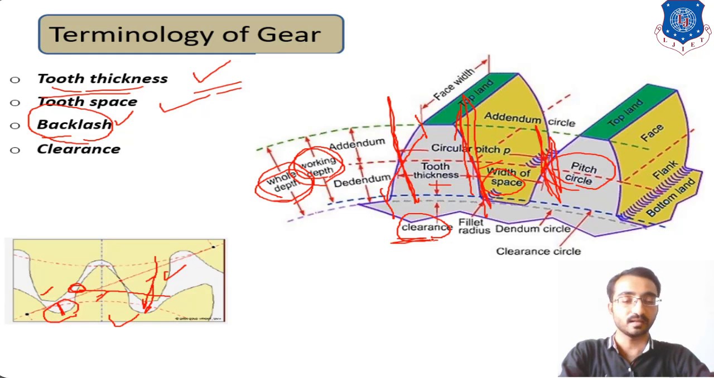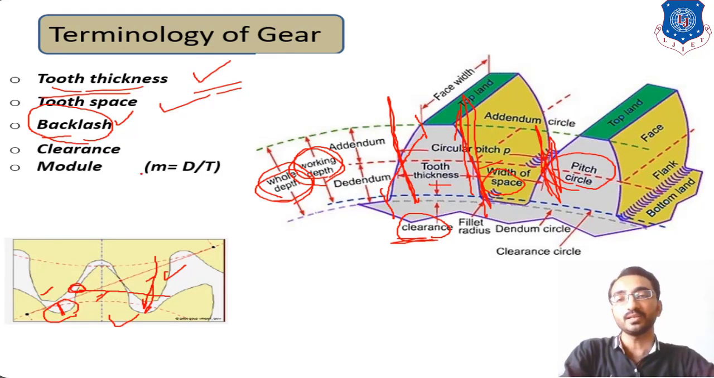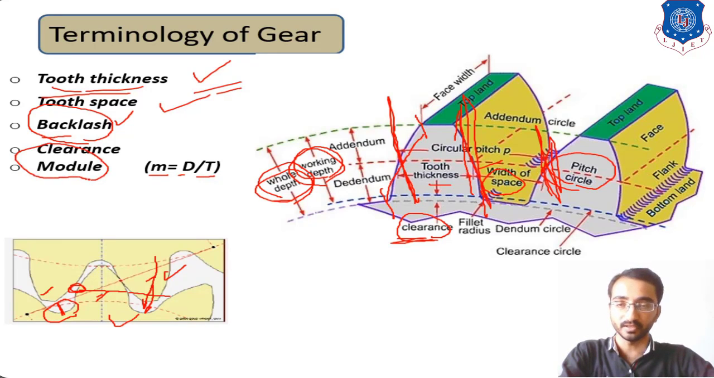Okay, now let's learn the next term, which is module. Module is a term which can be found simply as the ratio of the diameter of the gear to the number of teeth on the gear. This term is very useful in numericals to calculate various parameters.